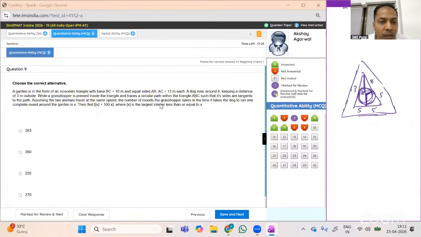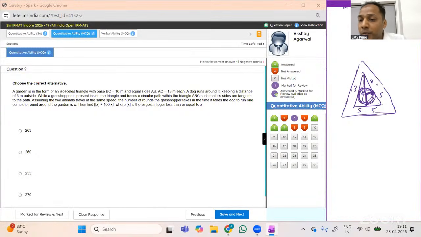Number of rounds would be inversely proportional to the ratio of the distances. The time it takes the dog to complete one round of the garden is X. So basically, here I need 2 pi r. This is an altitude. No. So basically here this is 5, this is 5, this is 8.